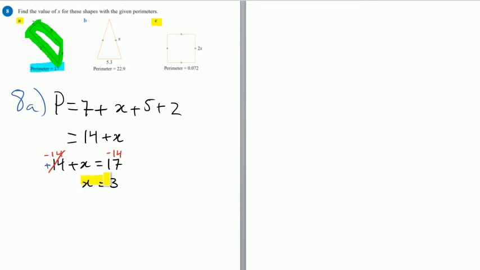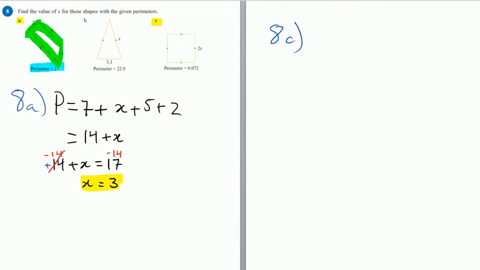And that's the answer. So the procedure is to work out the value of the perimeter using the side lengths, and then to equate it, make it equal, to whatever number you have down here. In this case it was 17. Now let's look at 8C.